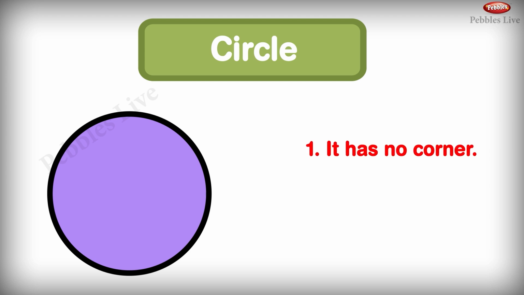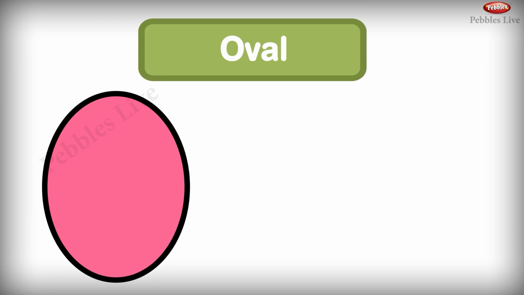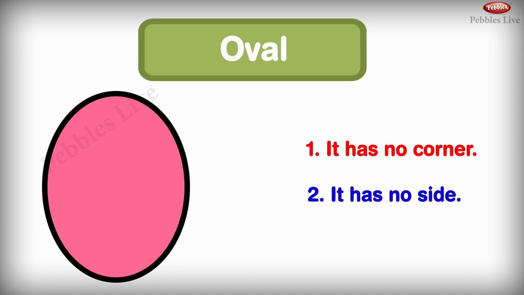Circle. It has no corner. It has no side. Oval. It has no corner. It has no side.